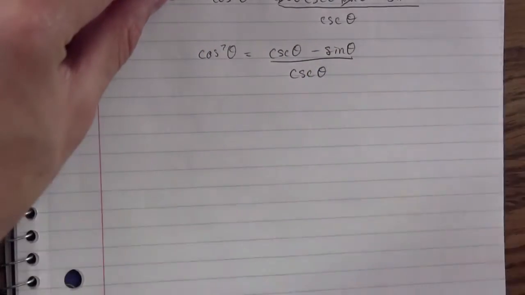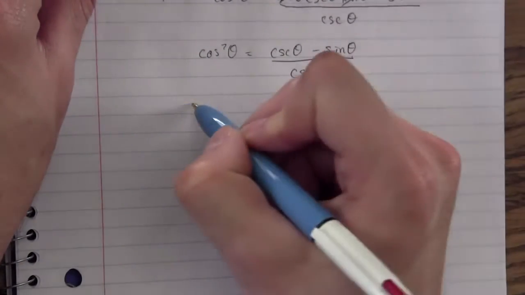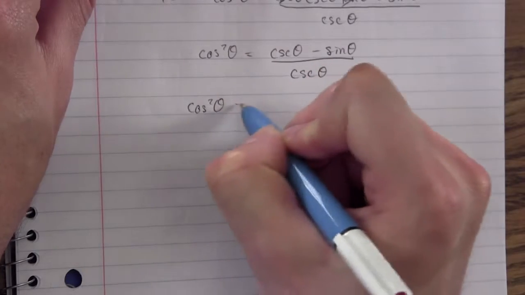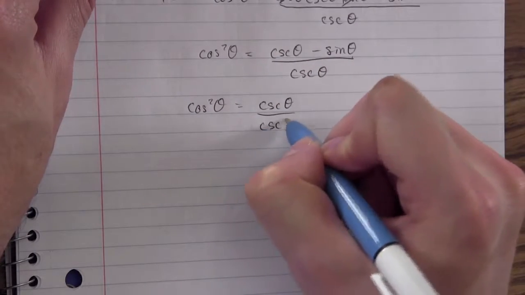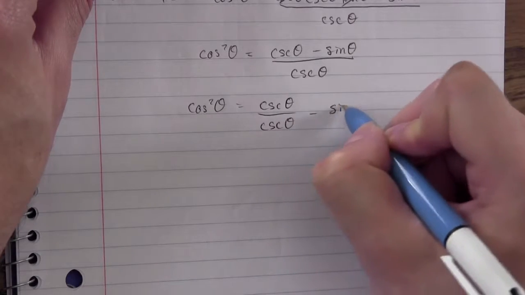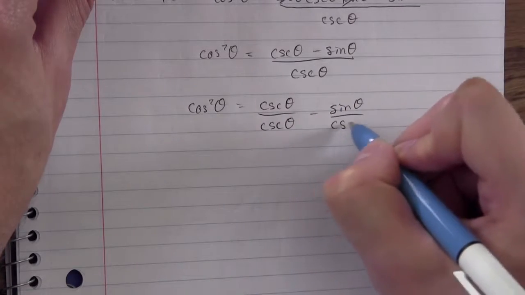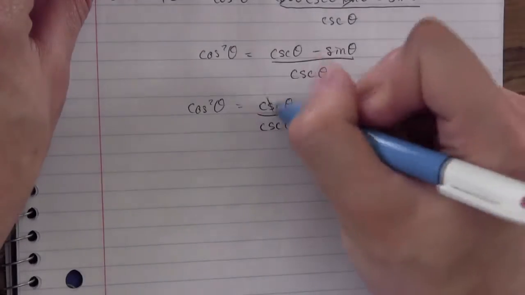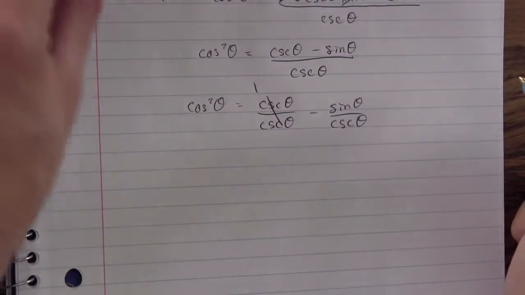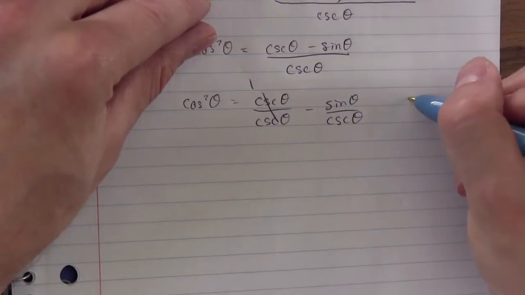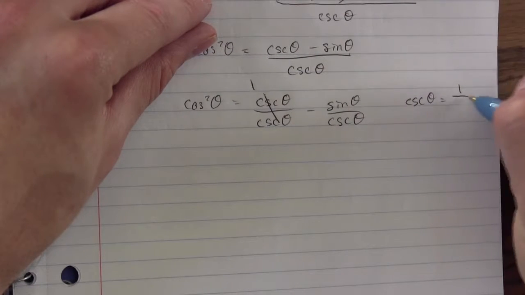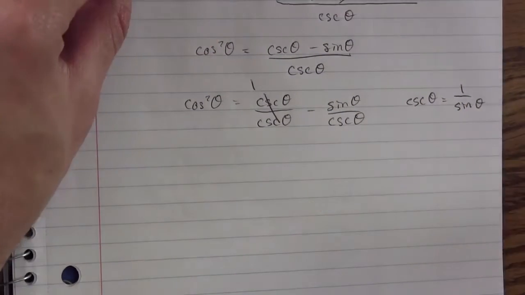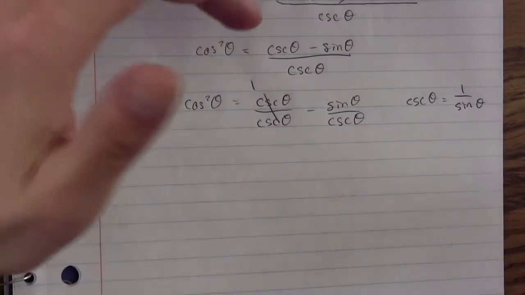Okay, so I'm going to go ahead and split up this fraction because I would love to cancel these cosecants. So let's go ahead and do that. Cos squared theta equals cosecant theta over cosecant theta minus sine theta over cosecant theta. So these cancel and become 1. And we'll take a look at this term. So cosecant theta is the same thing as 1 over sine theta.